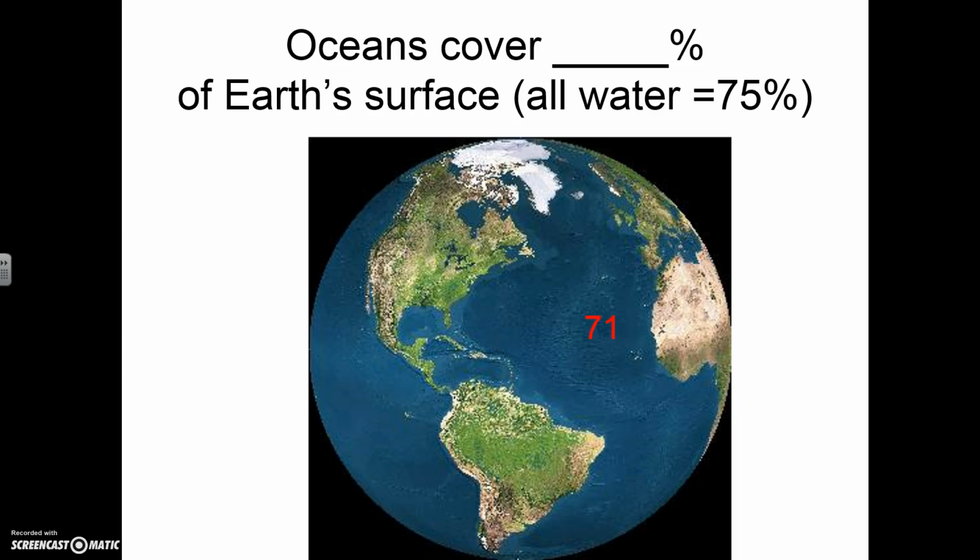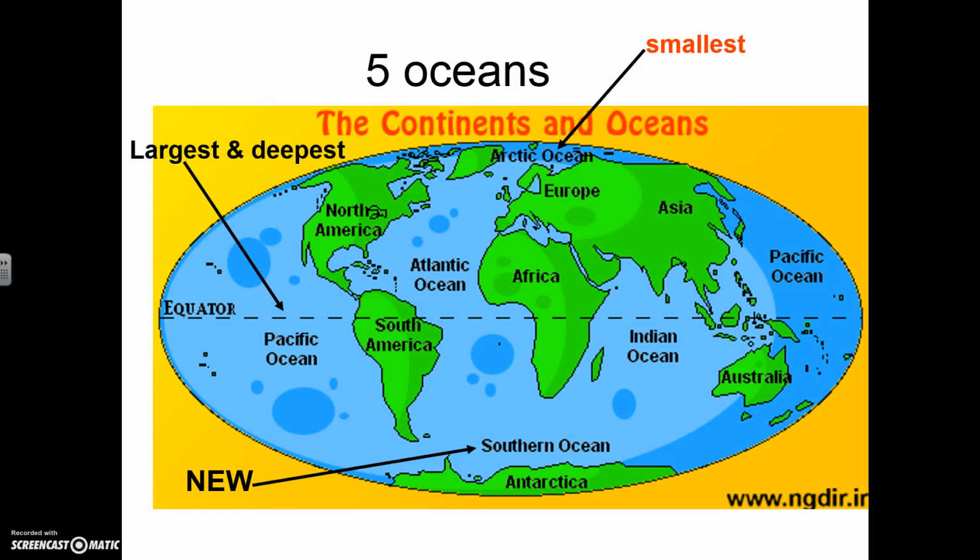Alright, so oceans cover about 71% of Earth's surface. I know we previously talked about 71% being all water, but all water is a little bit more than that. It's not actually 75, it's just a little bit more than 71. There are 5 oceans that are right there.